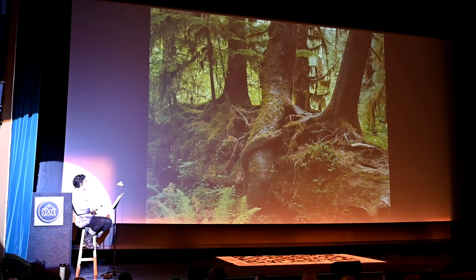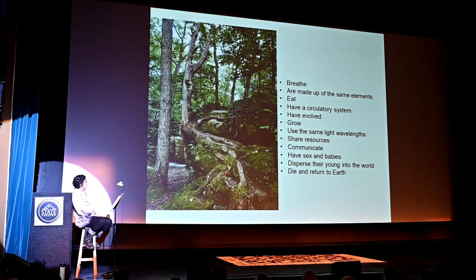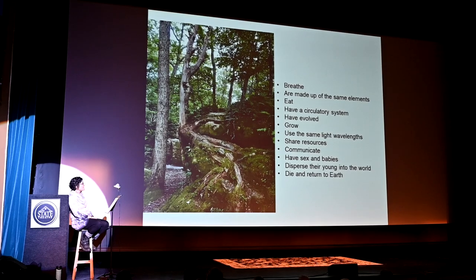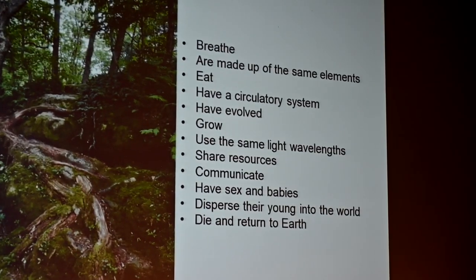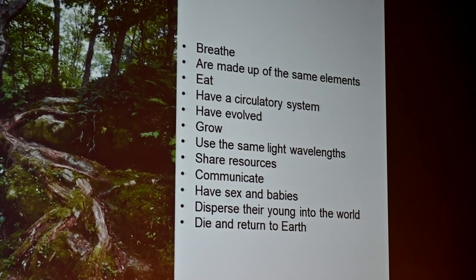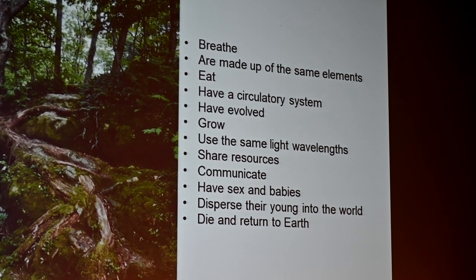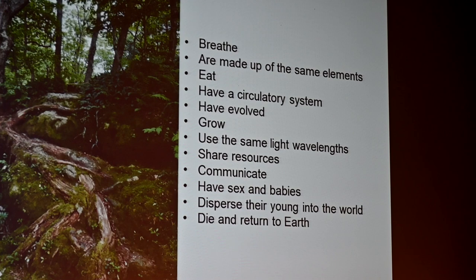So in quick summary, plants breathe. They're made up of the same elements as us. They eat. They have a circulatory system. They've evolved. They grow. They use the same light wavelengths. They share resources. They communicate. They have sex and babies. They disperse their young into the world. They die and return to Earth. Lots of things that we have in common.